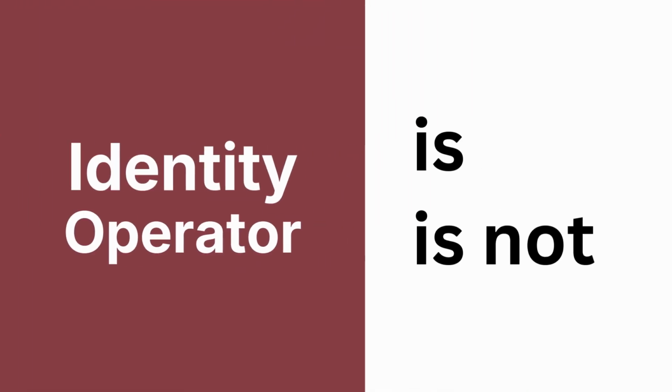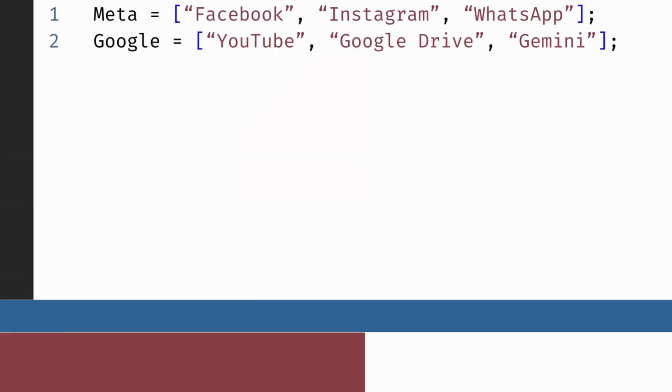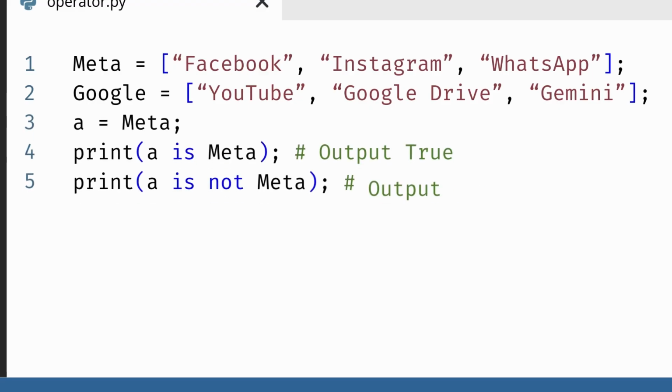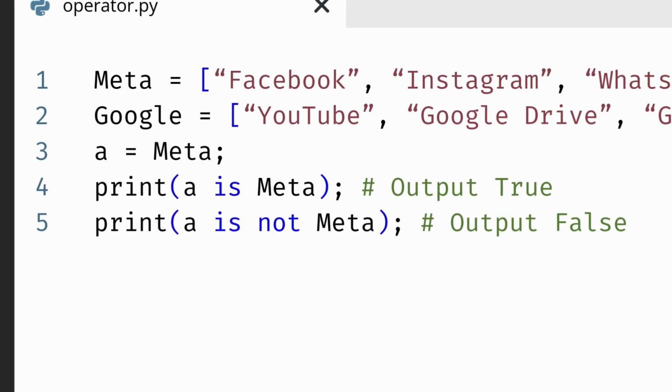Identity operators. Identity operators are for checking if two variables are exactly the same object. In these two lists, if you assign A equals matter and you use is to check if A equals matter, you will get true because A is equal to matter. If you use is not to check if A is not equal to matter, you'll get false because A equals matter.